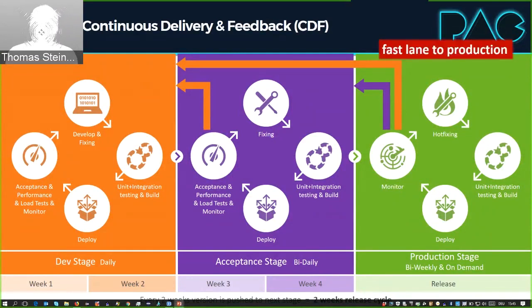So what we have, especially for the production stage, is something we call fast lane to production. If something goes wrong, the infrastructure and the build infrastructure is somehow higher prioritized. So if we have to roll out a fix rather quickly as we have identified a problem, we're going to do a hot fixing here, doing automated tests and then deploy, and we are hopefully safe again, just in case an emergency pops up which needs a code fix.